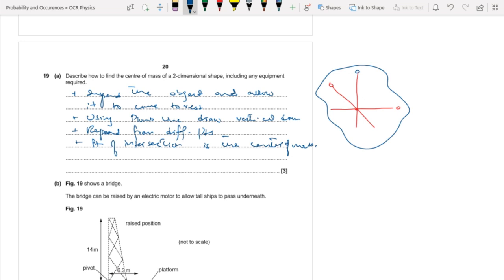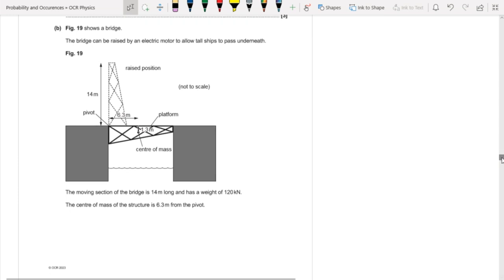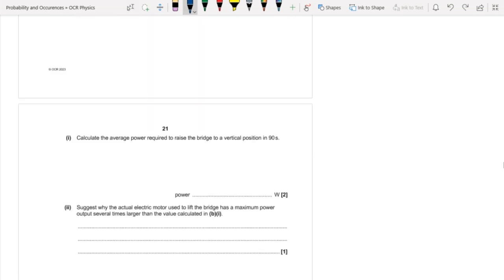All right, moving on to question number B. Figure 19 shows a bridge. The bridge can be raised by an electric motor to allow tall ships to pass underneath. Here is the bridge. The moving section of the bridge is 14 meters long and has a weight of 120 kilonewton. The center of mass of the structure is 6.3 meters from the pivot. Here it is. So what do we have to find out? Calculate the average power required to raise the bridge to a vertical position in 90 seconds.